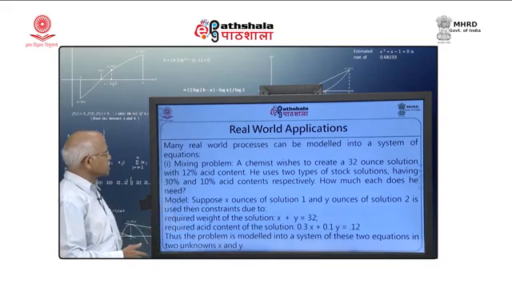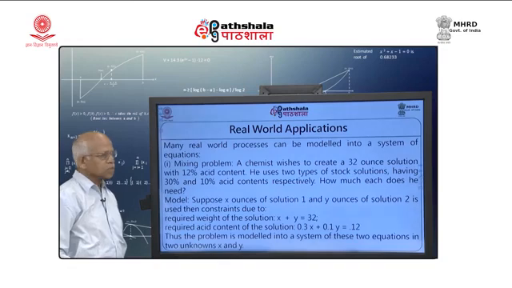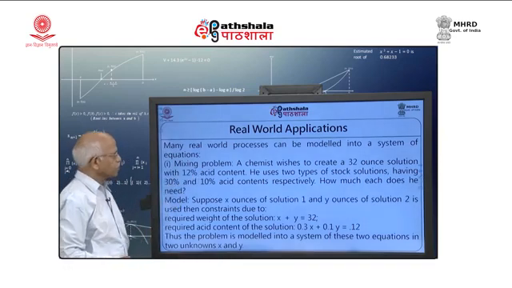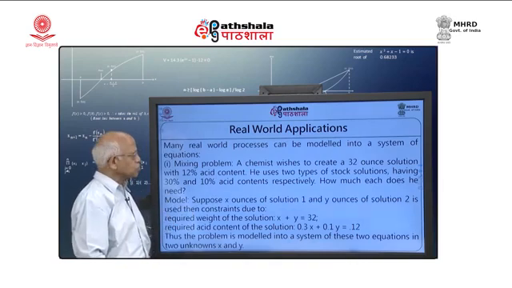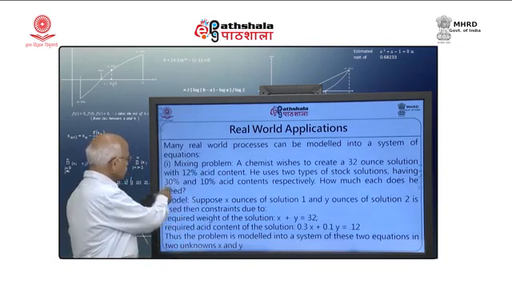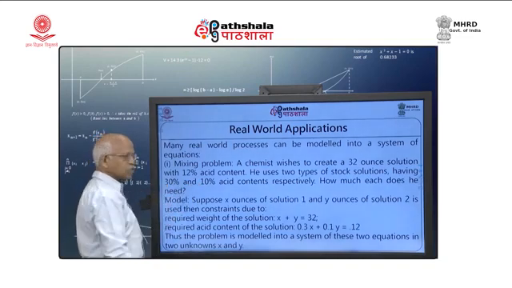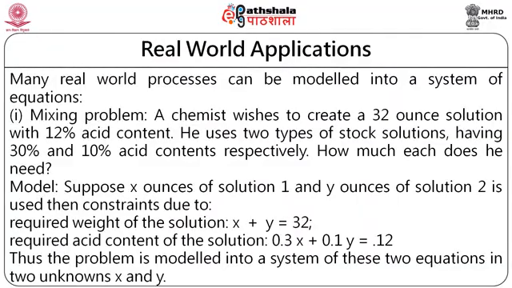Now, we will consider 2 real world applications, which you must have done even at your school level. One is the mixing problem. A chemist wishes to create a 32 ounce solution with 12% acid content. He uses 2 types of stock solutions. In an organization there may already be some solutions present, so we are using 2 of them, and we know the acid contents in these known solutions. The first solution has 30% acid, the second solution has 12% acid, and we want to produce a new solution of 32 ounces with 12% acid content. So, what we need to find out is how much quantity of each of these 2 solutions should be used to create this new solution.